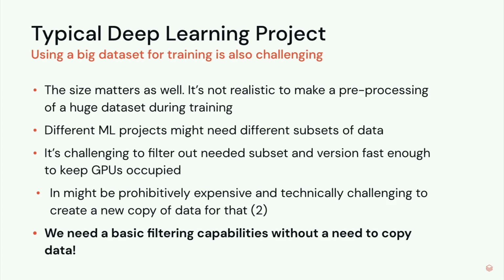So another point is that if multiple teams, multiple projects are using the same data set, they might not need all the data set at the same time. So usually they need to filter out some portion of it due to legal reasons or some other reasons, and they also don't need all the features, so all the columns. So here is another requirement. Basically, we need simple filtering, and we also have to do that without doing a copy.